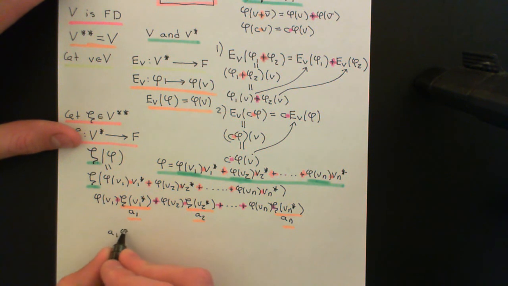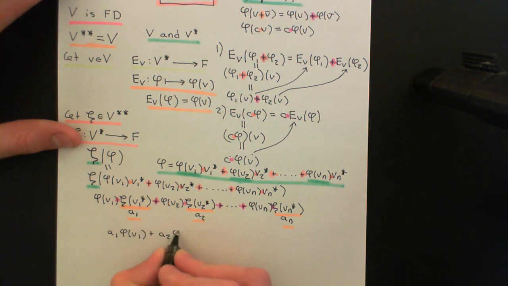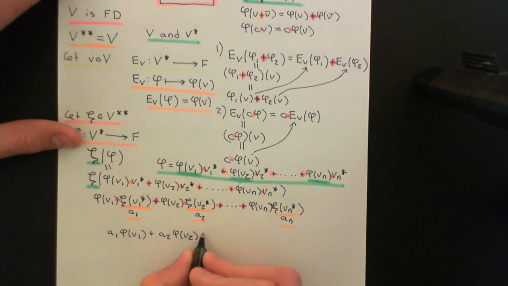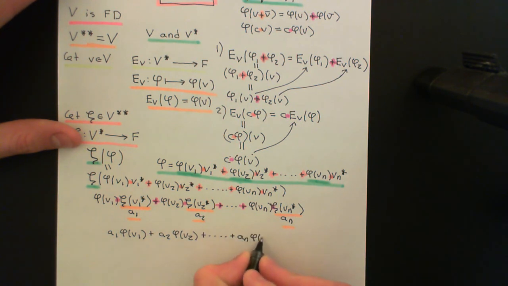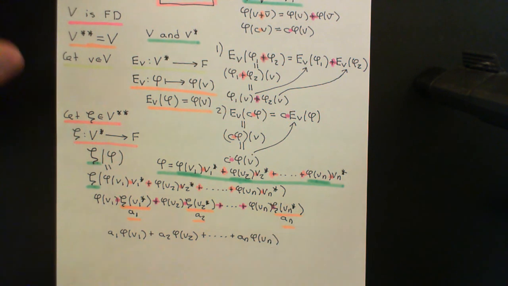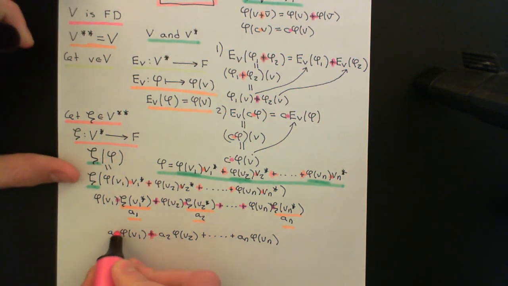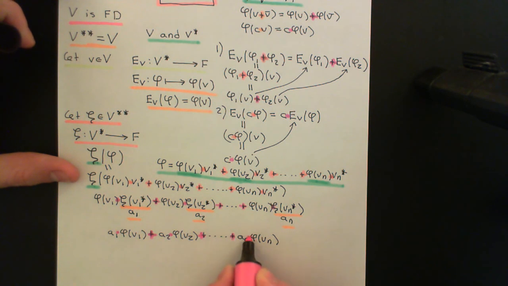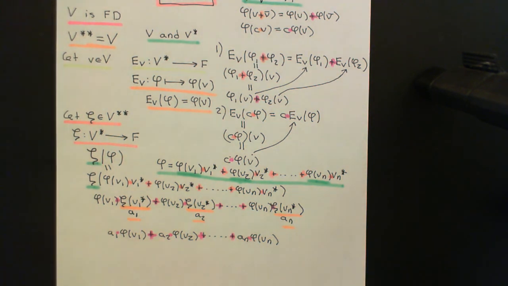It's just a1 times phi of v1 plus a2 times phi of v2 plus all the way along to an times phi of vn, like so. Okay, where all of these additions and multiplications are done in the field. But phi here was a linear map from the initial vector space capital V to the field capital F. So what does this look like?